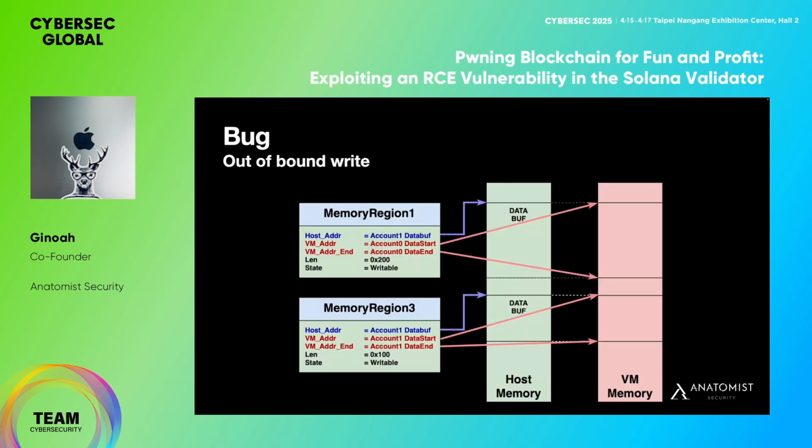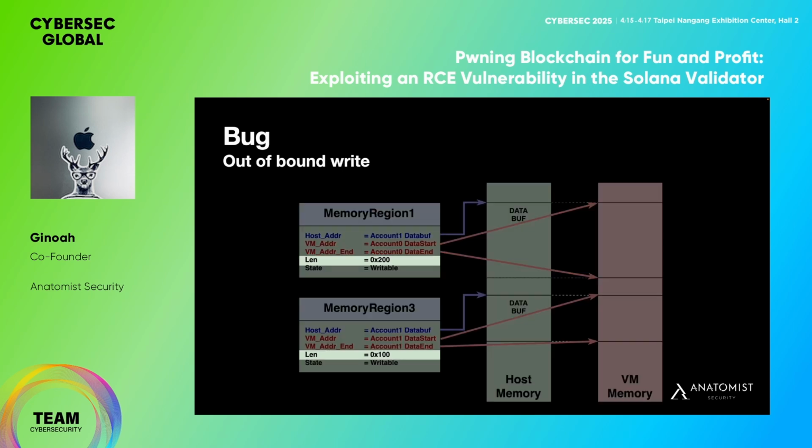So here's the plan. Let's prepare two writable accounts of different length, account 0 and 1, mapping to memory regions 1 and 3. By modifying the VM address in caller account, we can make it fetch the wrong memory region when updating account 1, causing memory region 1 to point to memory region 3's data buffer. And the data length of account 0 is longer than account 1.